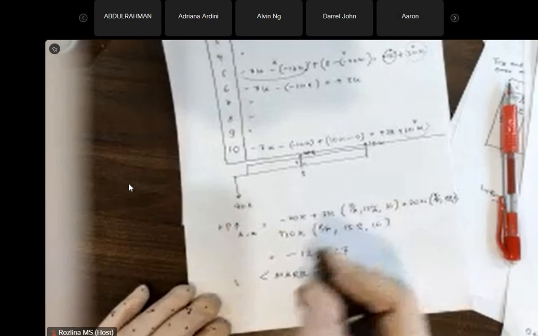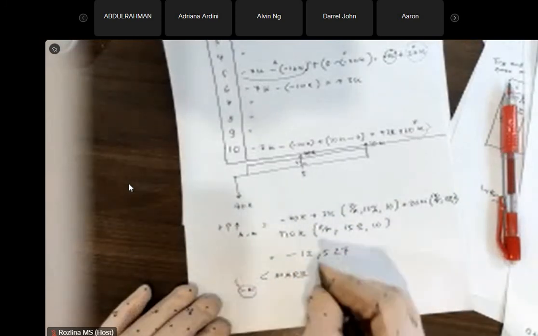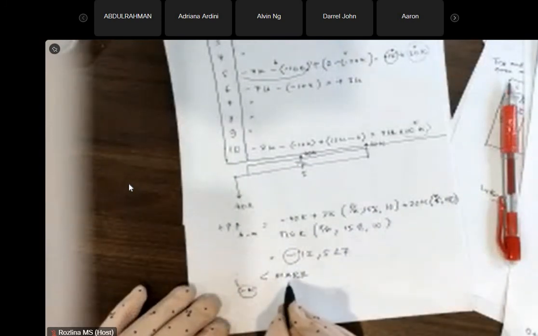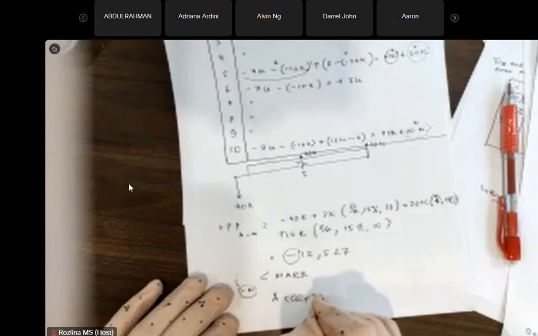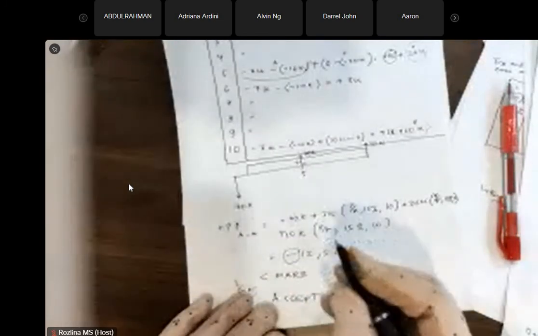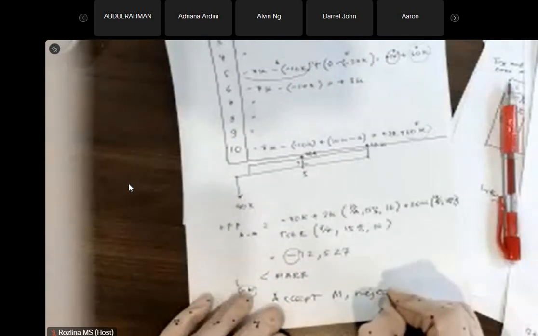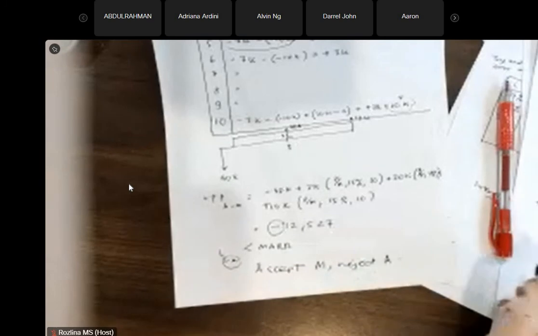And how do we know what the value of I is? Because of the negative, it is less than MARR. So you have to accept what? Accept or reject, depending. This one is a bit challenging.